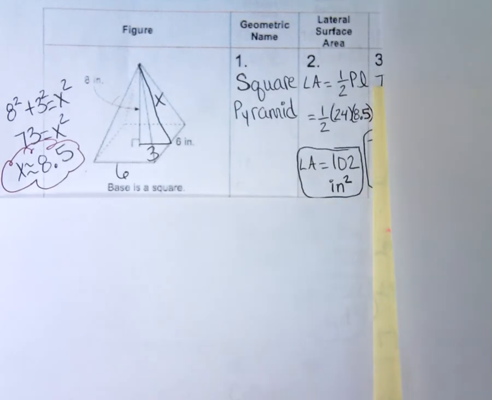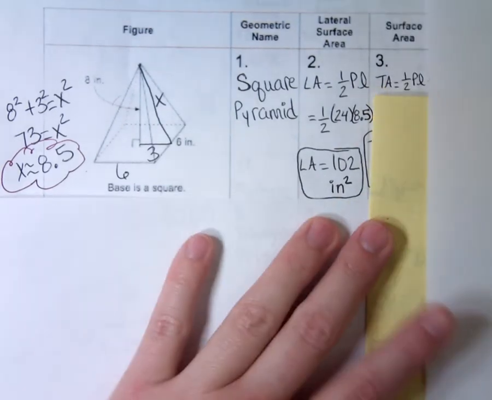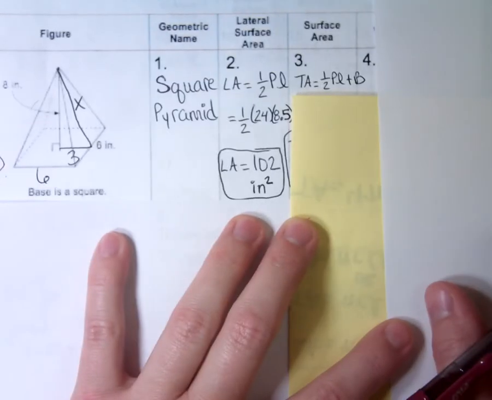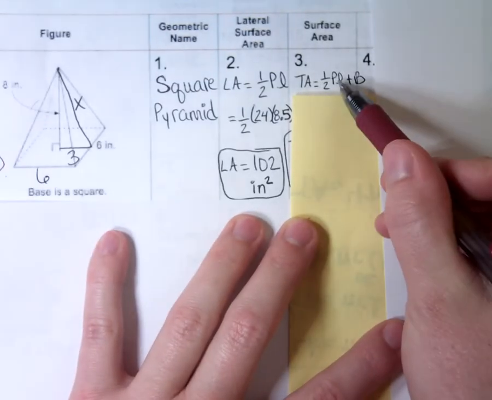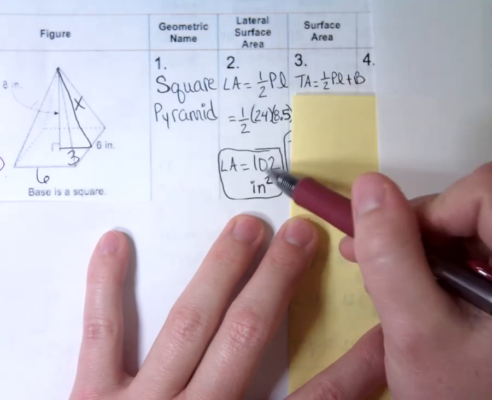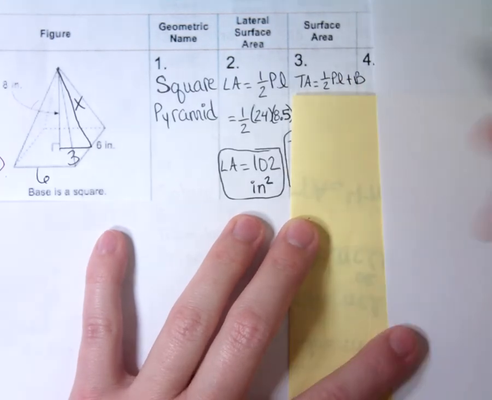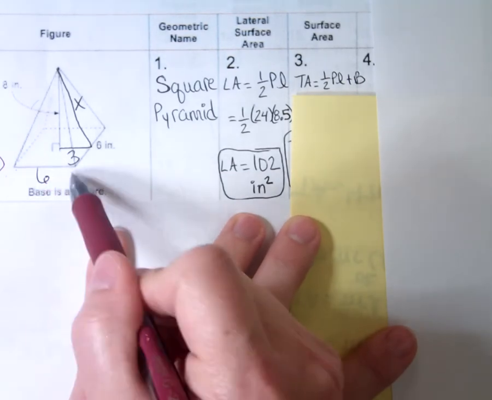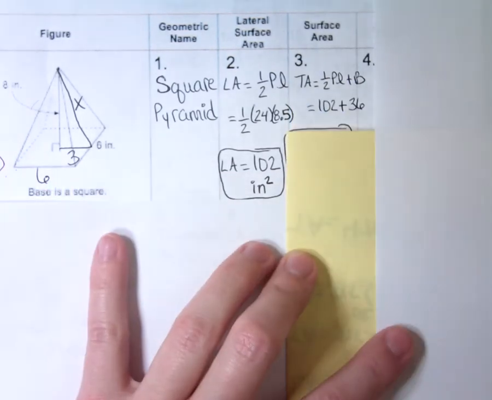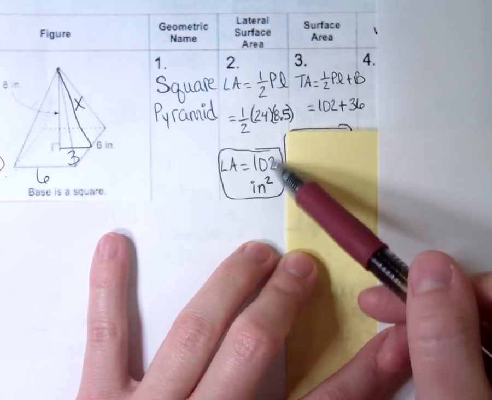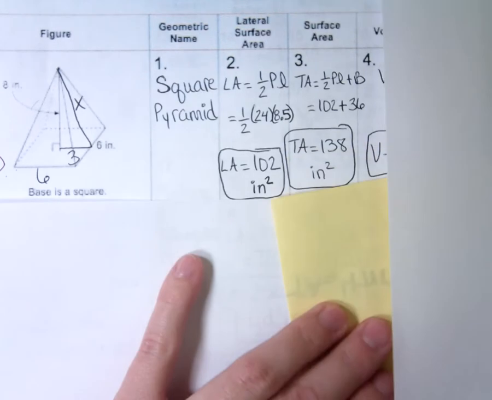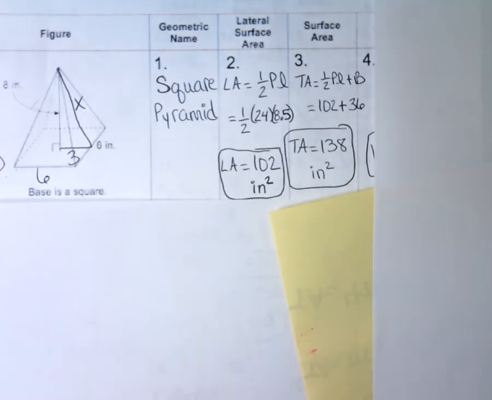Okay, then I want the total surface area. So it's the lateral surface area plus the area of the base. So I already know my 1/2 PL answer, that's 102. And then I have to add in the area of the base. Well, the base is 6 by 6, length times width, so 6 times 6 is 36. So I put my 1/2 PL, my lateral surface area answer right there, and I add the 36, and that makes 138 square inches.